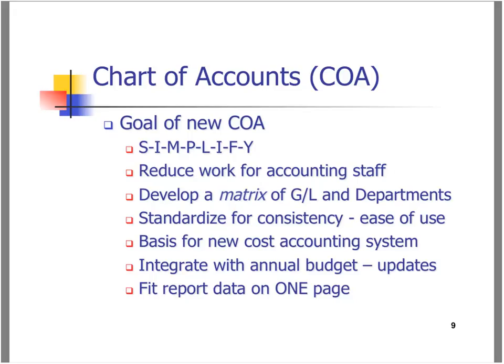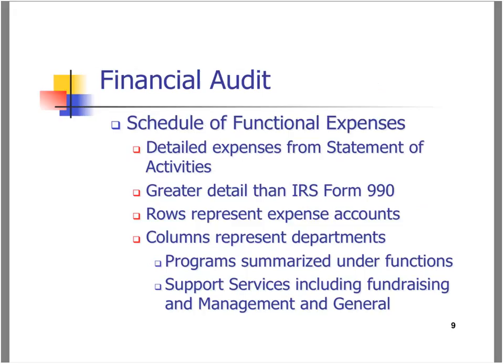And of course, you may have many pages, but try to fit the summary information on one page. When you're starting to read 2 and 3 pages, it's hard to make sense. The schedule of functional expense you're probably familiar with, or statement of functional expenses. They're detailed expenses from the statement of activities. They're greater detail than like a 990.